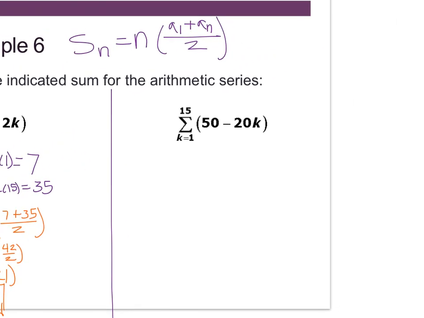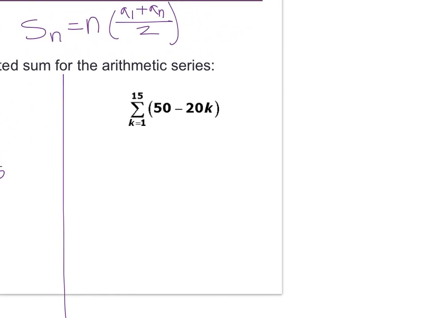Going on to the next example. We first need to find our first term, a sub 1. So we have 50 minus 20 times 1, which gets us 30. Then we have to find the 15th term because we're looking for the sum from 1 to 15. So we do 50 minus 20 times 15, which gets us negative 250.